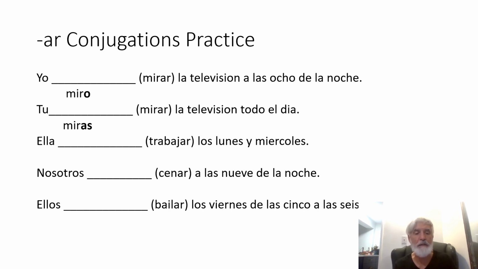So let's conjugate this verb to work. We've got to get the stem. We drop the AR, we get trabaj. What ending goes with ella? It's an A. Ella trabaja.